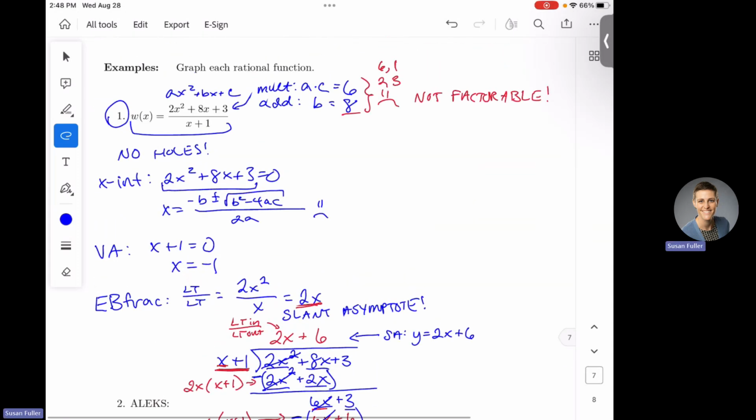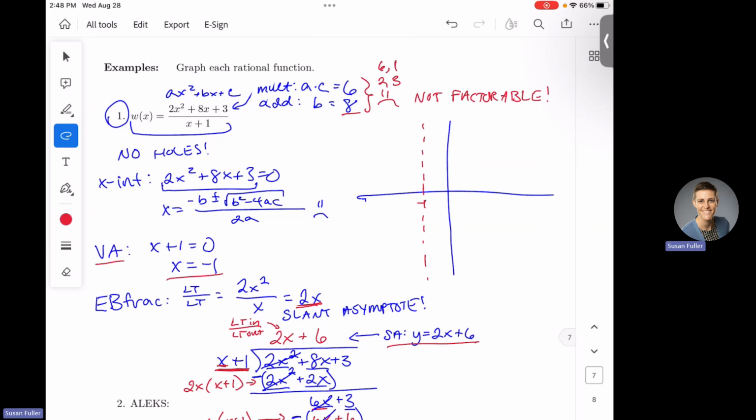So if I'm putting this on a graph, I'm going to start putting all of these things on here. I'm going to start with my asymptotes. I have a vertical asymptote at x equals -1. So there is my vertical asymptote. I have a slant asymptote at 2x plus 6.